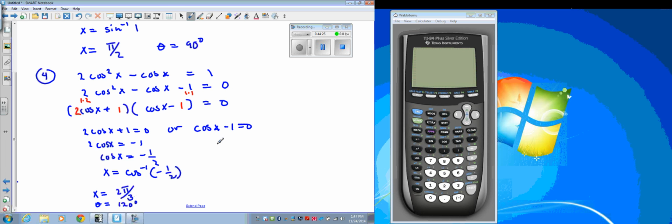Now, this one, well, I think it's not 180. Is it? Yeah. Cosine inverse 1. So it would be, no matter which way you called it, it'd be 0, either 0 degrees or 0 radians, right? At the beginning of that thing is where it's 1.